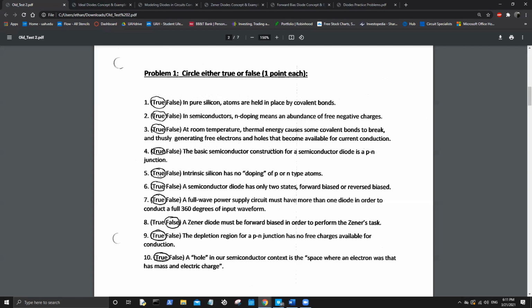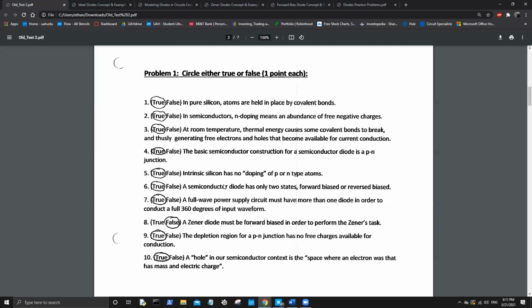Then number 5, true, false: intrinsic silicon has no doping. Yes. Intrinsic, aka pure, has no doping. Extrinsic does have doping. It is not pure. It will be doped.